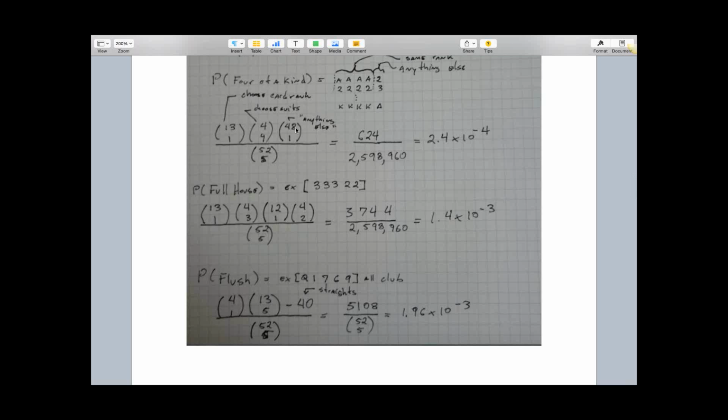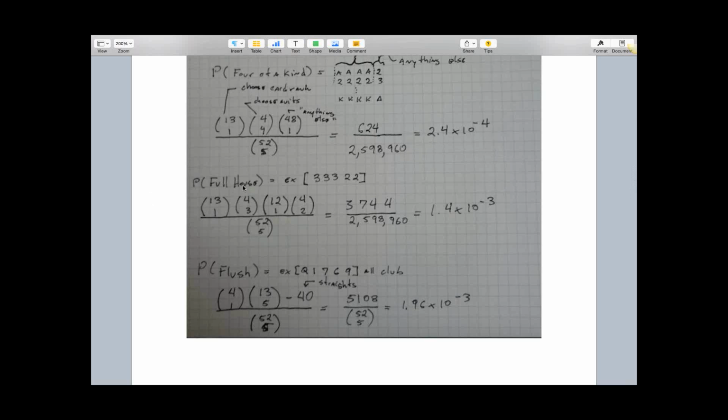And then finally, anything else, whatever card falls in that slot, we've already made the hand over here. That means that there's 48 cards left, and we're going to pick one of them. So that comes out to 624 different combinations over that 2.6 million, and that leads to a probability of 2.4 times 10 to the negative 4.